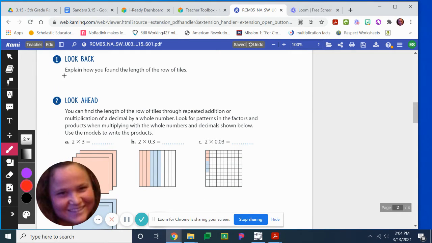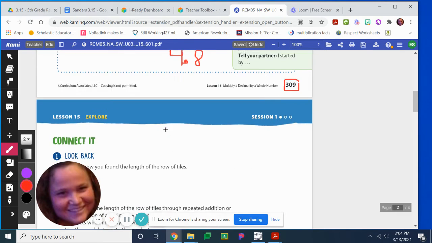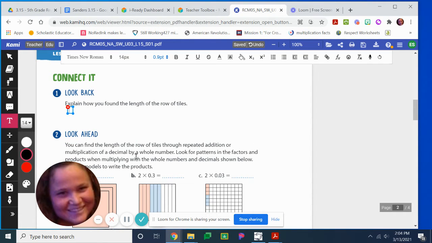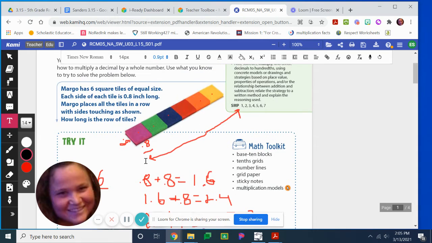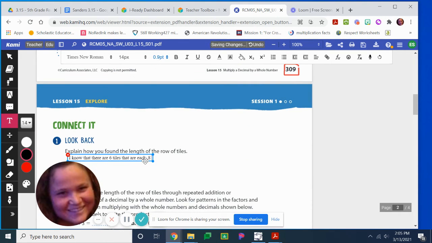All right, moving on. It says, explain how you found the length of the row of tiles. So what I did was, I know that there are 6 tiles that are each 0.8, is it inches? Inches long. So I multiplied 6 times 0.8. Okay.